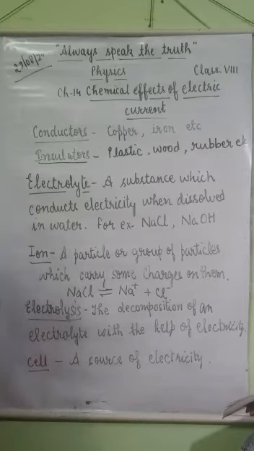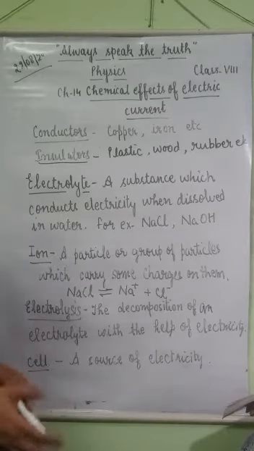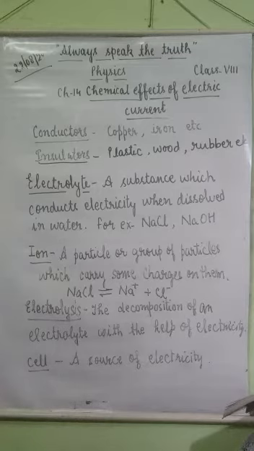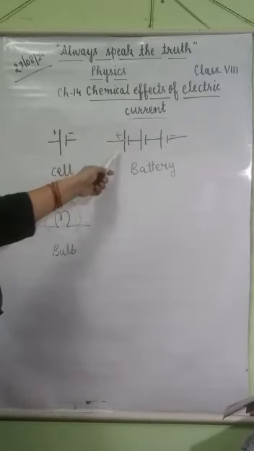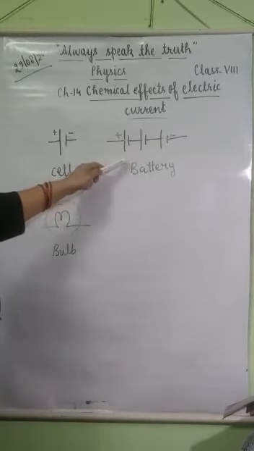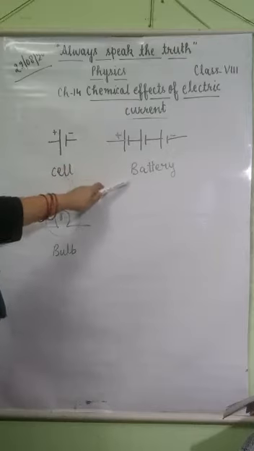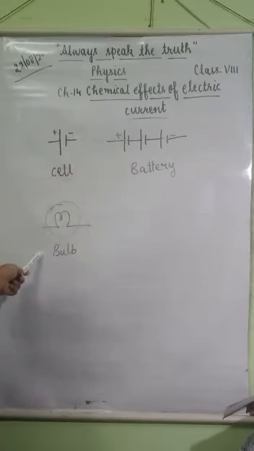A cell is a source of electricity, and when two or more cells combine, the combination of two or more cells is known as a battery. This is the symbol of a cell. When two or more cells are combined, this is known as a battery, and this is the symbol of a bulb.